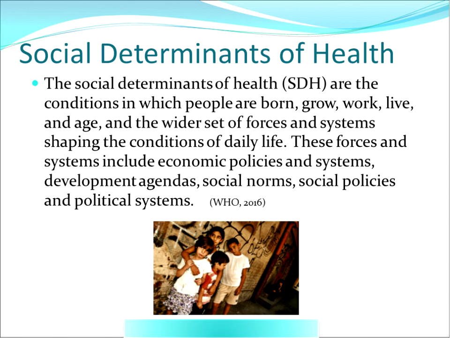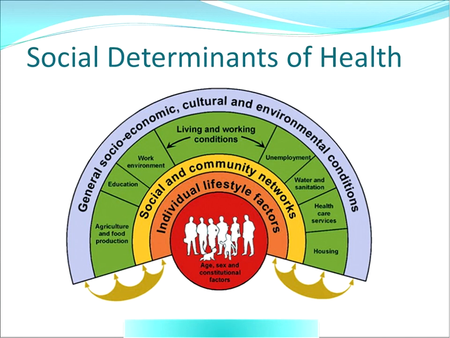What are the social policies and political systems in their particular area, but also in the wider scope in which they live? Now here is an excellent figure regarding the social determinants of health. As we look at that, we can see in the center we have man, individual lifestyle factors that have to do with age, the gender, and constitutional factors that each individual has when they're born. Later, we're going to look to the social and community networks in which the person begins to grow and to live. And again, these can change over time.